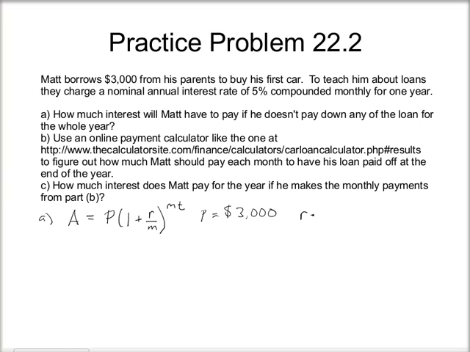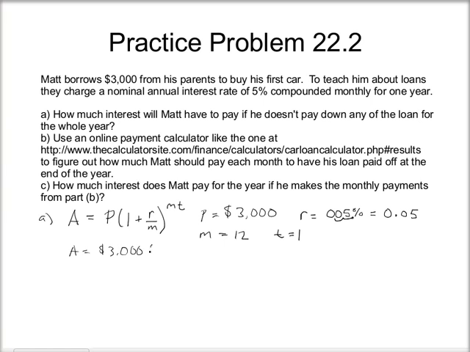The interest rate R is 5%, so I put a few zeros out here for my 5%. And when I convert this to decimal form, I move the decimal 2 places to the left, and that gives me 0.05 for my interest rate. M is the number of times per year interest is compounded. It's compounded monthly, so that's going to be 12. And T is the term of the loan, and that's 1 year, so T is going to be equal to 1.